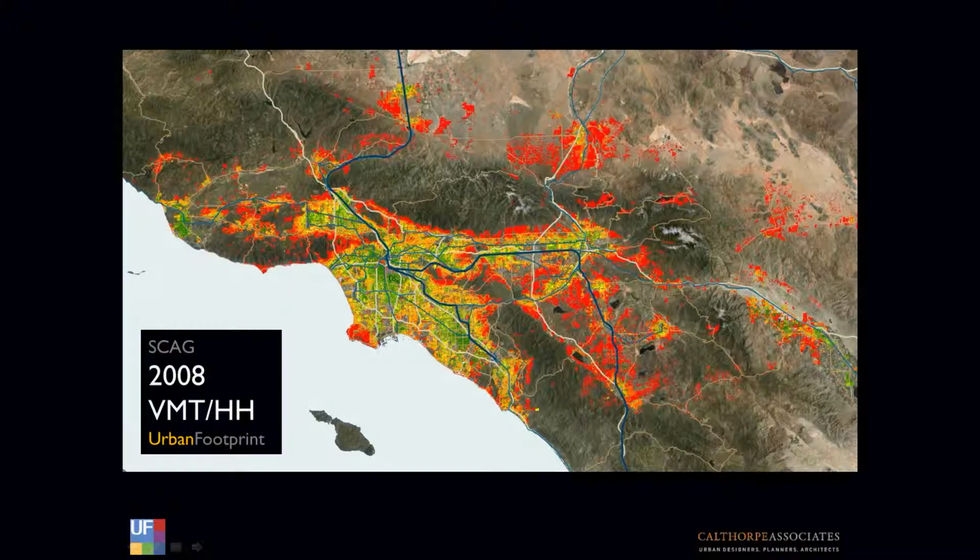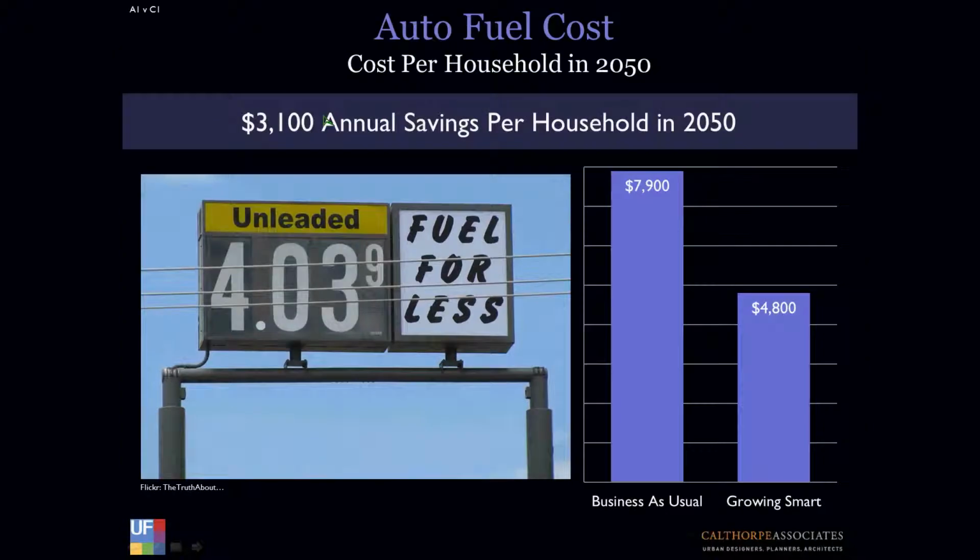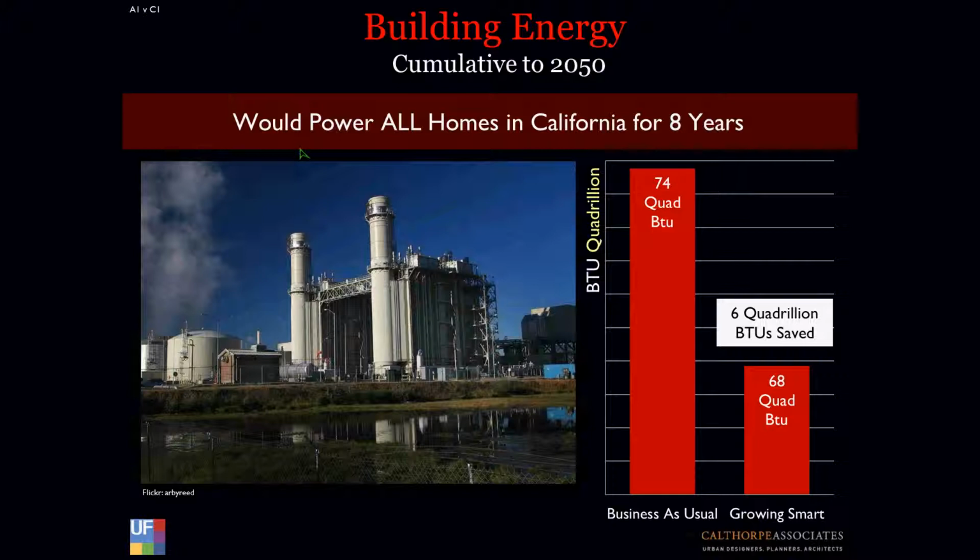And so location really does matter. It has significant impacts on things like auto fuel cost, right? So this is just $3,000 per year savings per household in 2050 for fuel alone. And the numbers really start to add up when you include utilities and other components as well, and I'll show you those numbers. So it's really critical to turn these metrics into things that people understand. VMT, what's VMT? But how much money do you spend on fuel? That's critical.